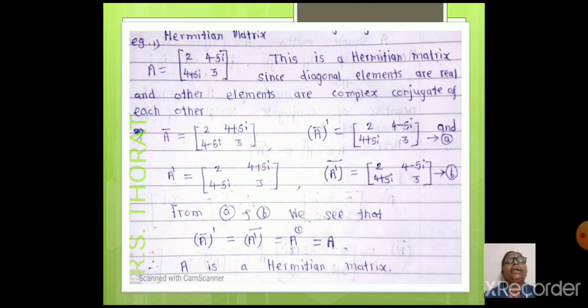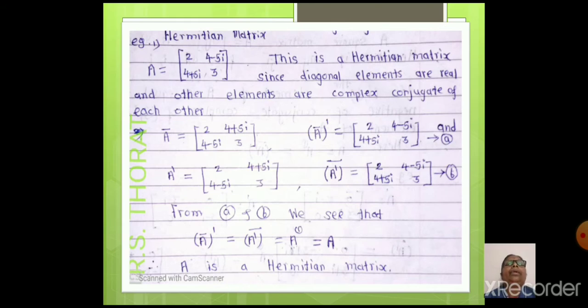We have to prove that this square matrix A is a Hermitian matrix. First, we calculate the conjugate of this matrix A. A conjugate equal to 2, 4 plus 5i, 4 minus 5i, 3. Now we take the transpose of this conjugate matrix, that is, A conjugate transpose equal to 2, 4 minus 5i, 4 plus 5i, 3. Denote this matrix by A.